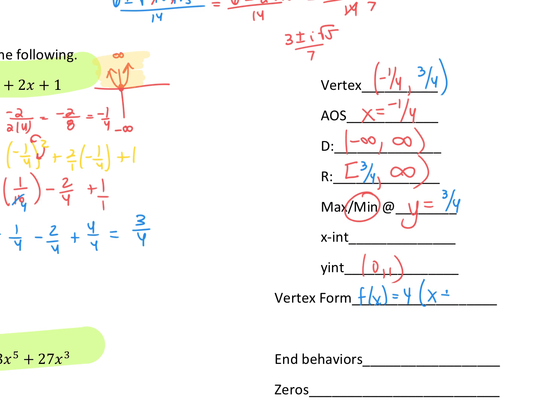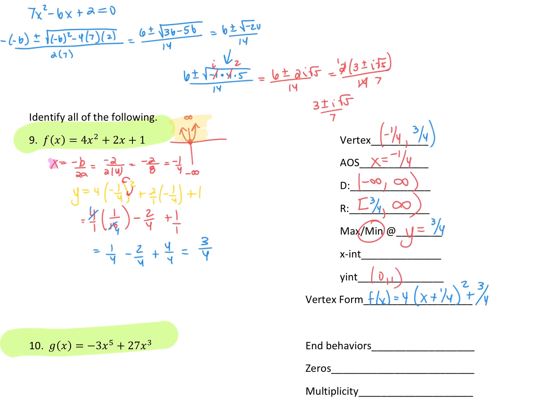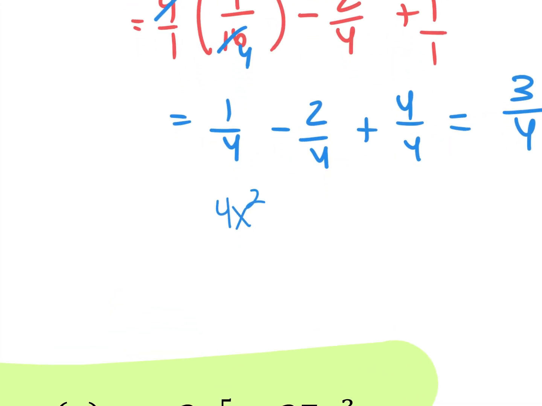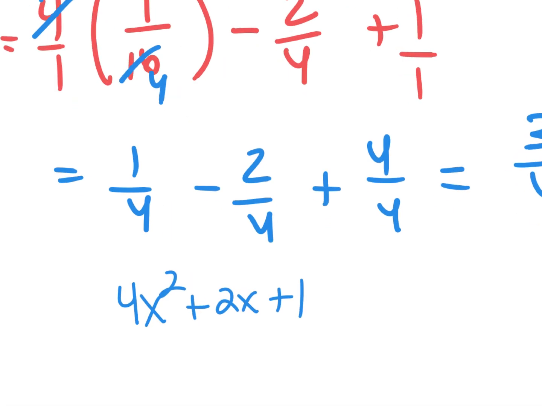Negative 1/4. So it'd be x plus 1/4 squared plus 3/4. We just answered all of those questions just by finding the vertex and looking at the equation. And then the last thing we have to do is find the x-intercepts. And how do we go about doing that, ladies and gents? You set it equal to 0 and you factor. 4x squared plus 2x plus 1 equals 0.